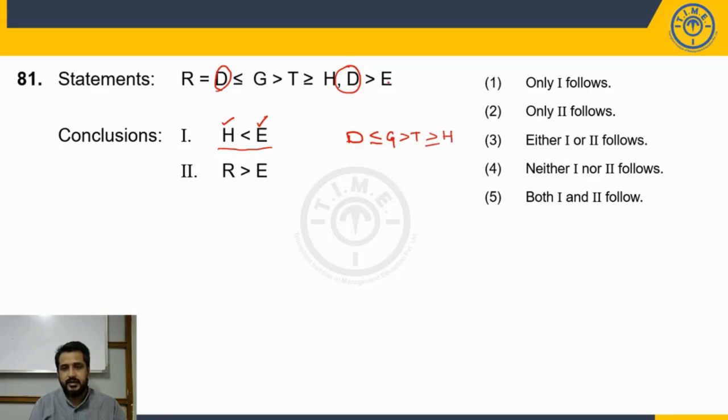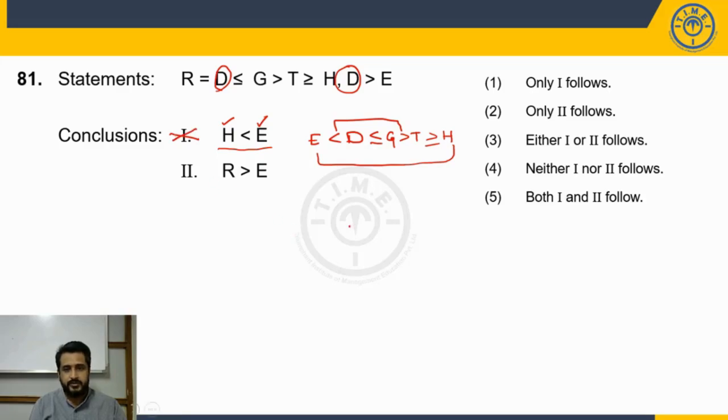And what is the relation between D and E? D greater than E is as good as E is less than D. So between E and H, we have the opposite terms. So the relationship cannot be established. So conclusion 1 does not follow.